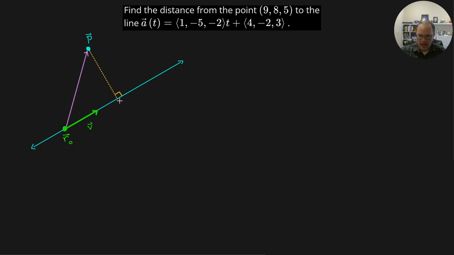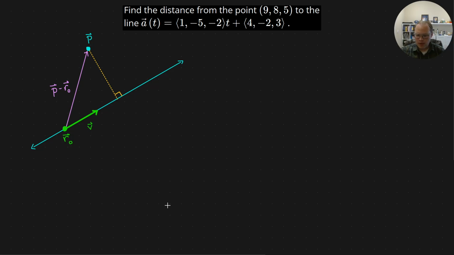Why that? Ideally, we would want the vector from this point to P, but I have no idea where on the line this point lives. And since I can't find this point, I'm going to do the next best thing. I'm going to take a random point. This point's easy to find. So I'm going to take the vector from this point that lives on the line to the point where I want to measure the distance from the line. The vector I get, end minus start, is P minus R naught.